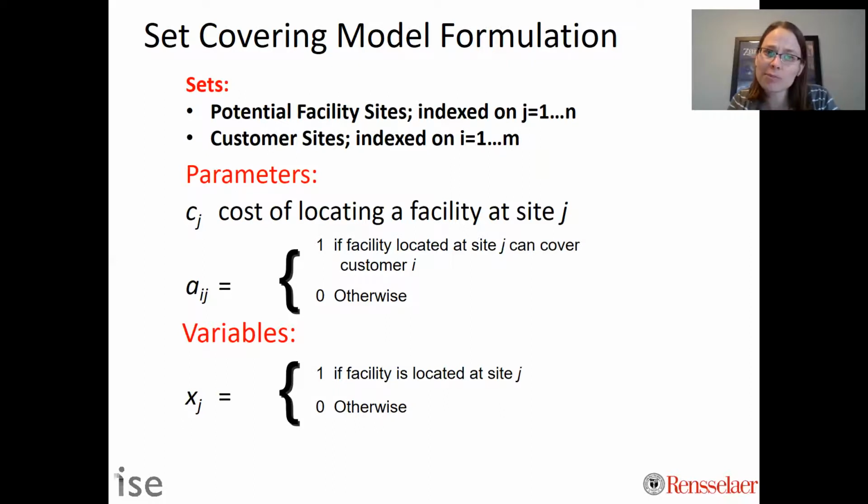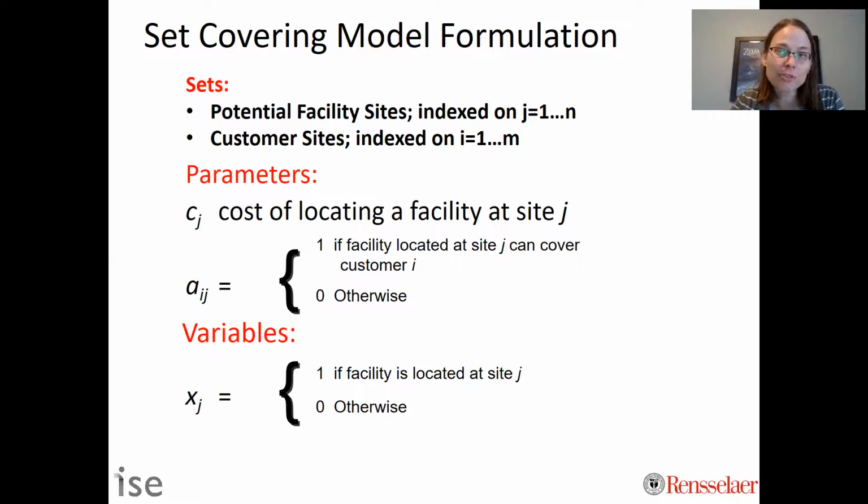We also know as an input parameter the cost of building a facility at each site j, and then we have this input parameter a_ij that's a binary parameter. So it's a piece of data that says, if I build somewhere, will I cover a customer or not? And hopefully most people used this a_ij matrix in the Pennsylvania homework problem and used an if-then statement. It is an input parameter because we can calculate it a priori given the covering criteria.